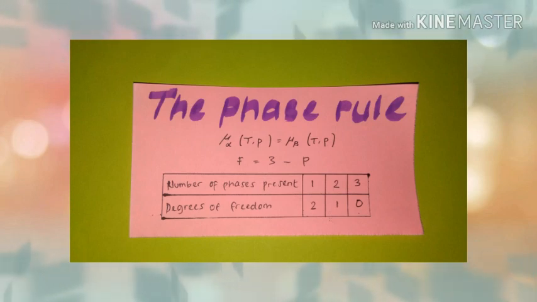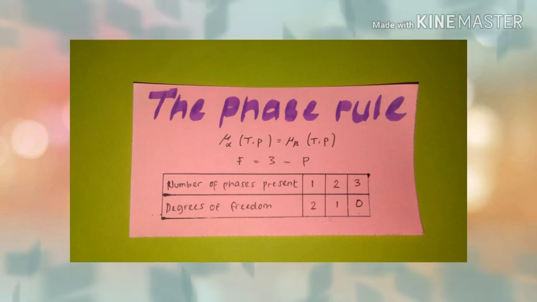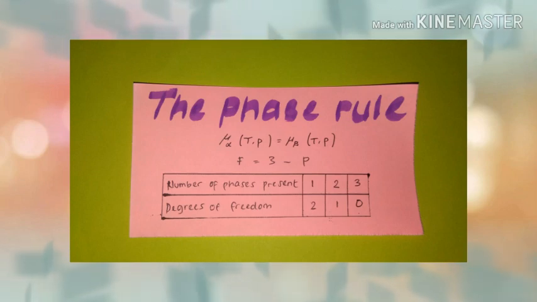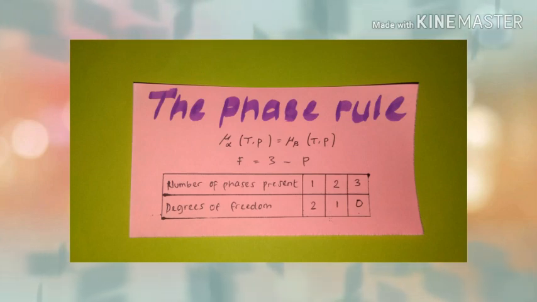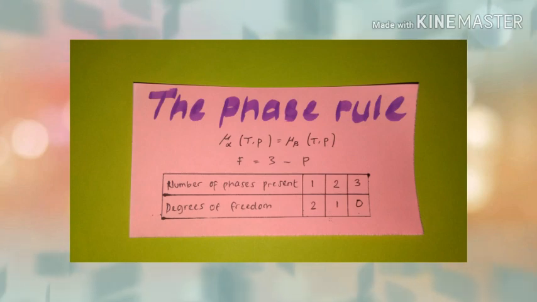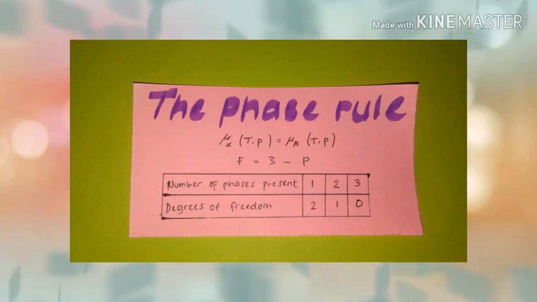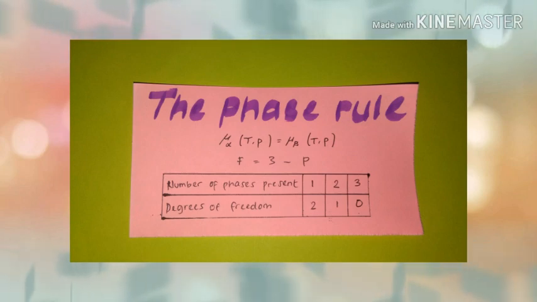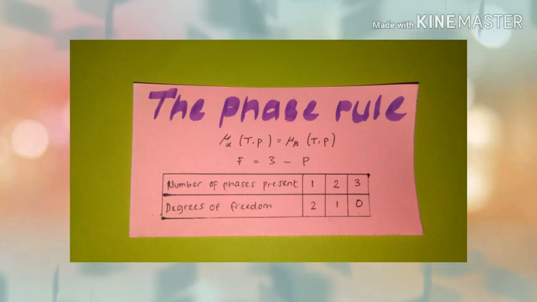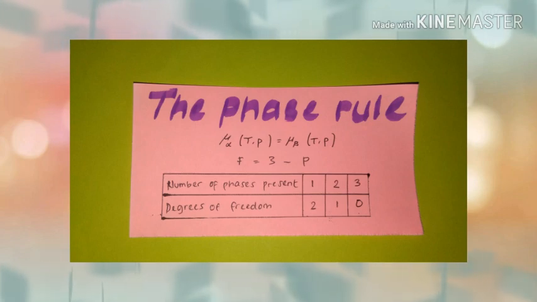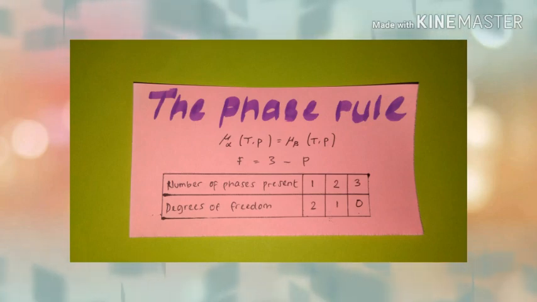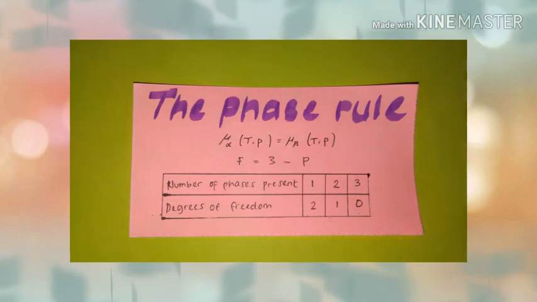The table shows the relation between the number of degrees of freedom and the number of phases present for a one-component system. The table suggests a rule relating the number of degrees of freedom, F, to the number of phases, P, present, which is the phase rule for a one-component system.